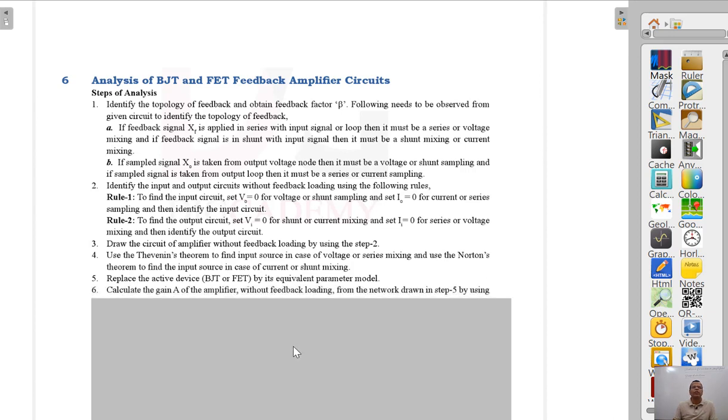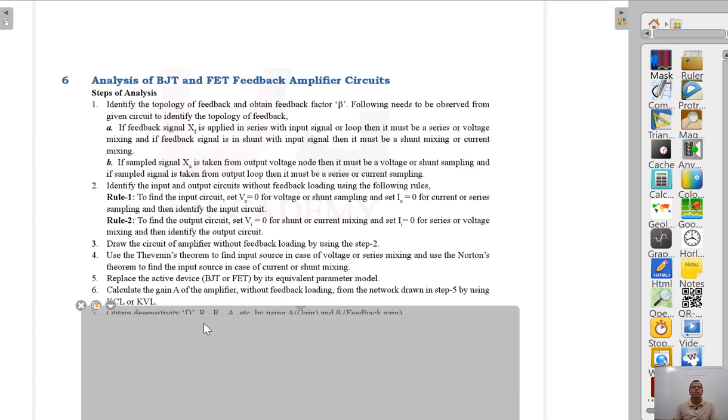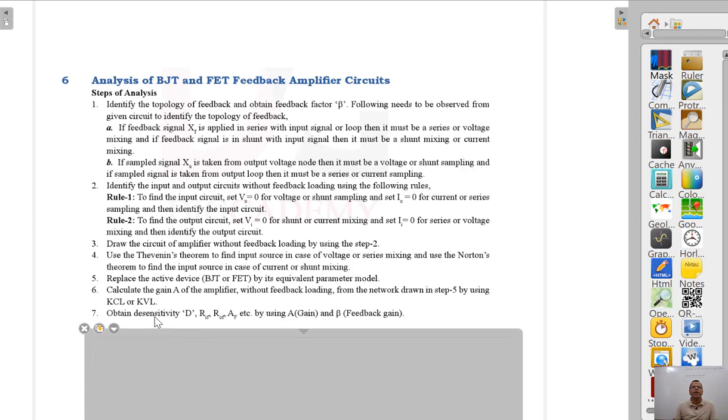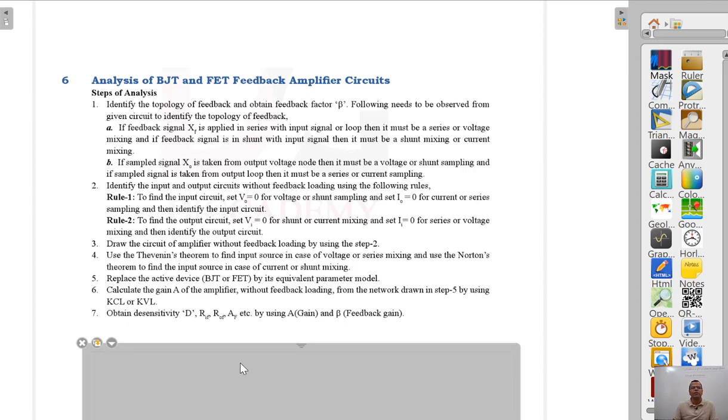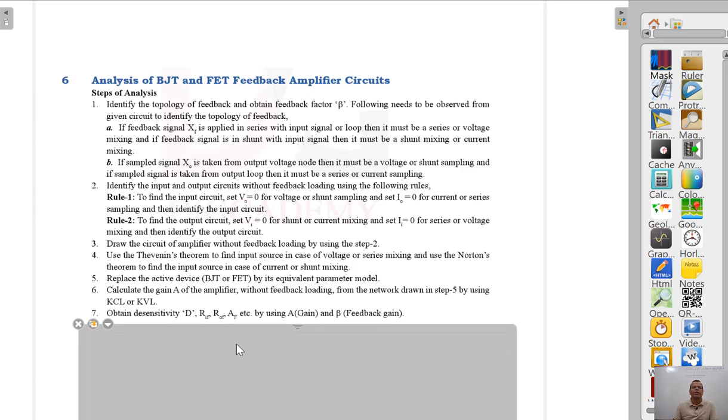The last one is to calculate the gain of the amplifier without feedback loading from the network drawn in step 5 by using KCL and KVL. Here there is one more thing to be mentioned. We need to find the gain without feedback loading, input resistance and output resistance, and finally we need to obtain the desensitivity, and then of course the input resistance with feedback, output resistance with feedback, and gain with feedback by using these set of rules. So these are the steps to be followed for analysis of the feedback amplifier.